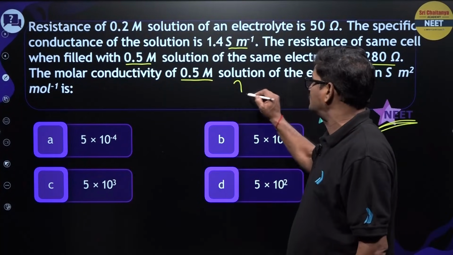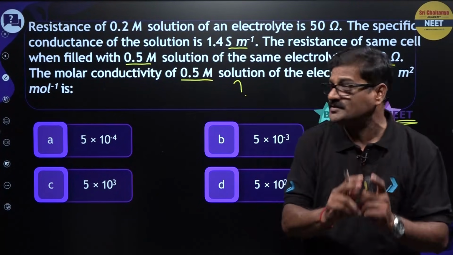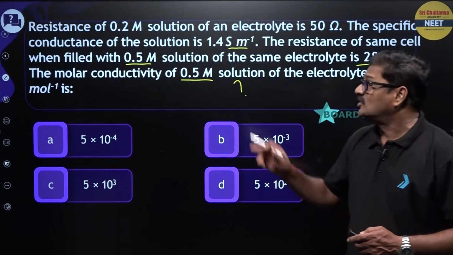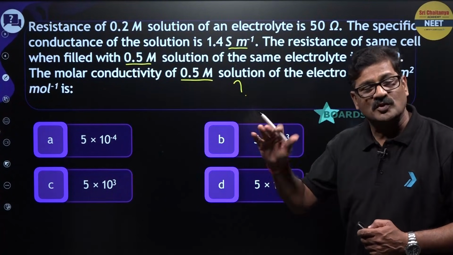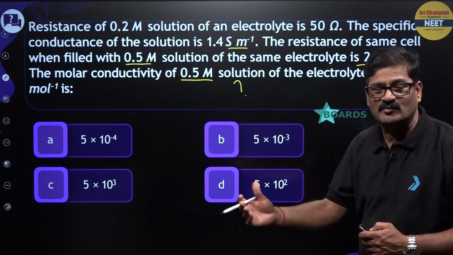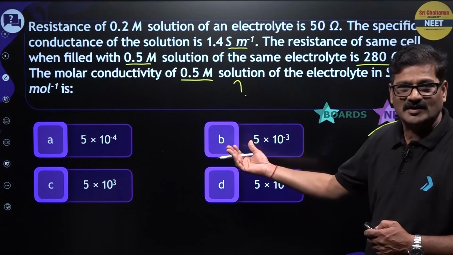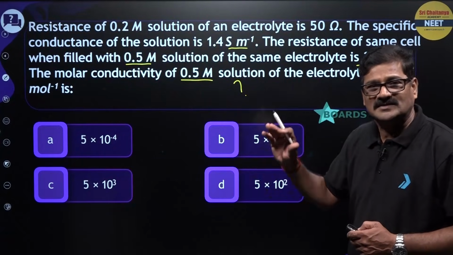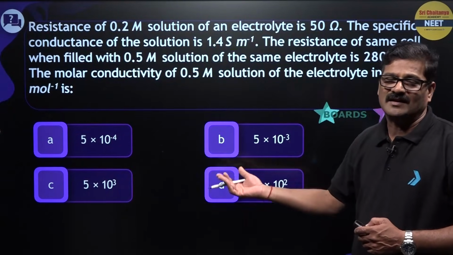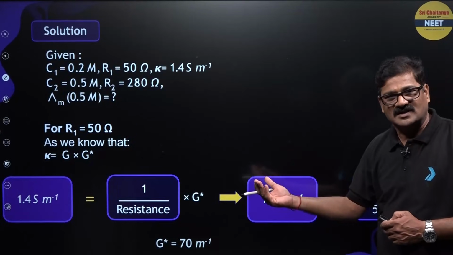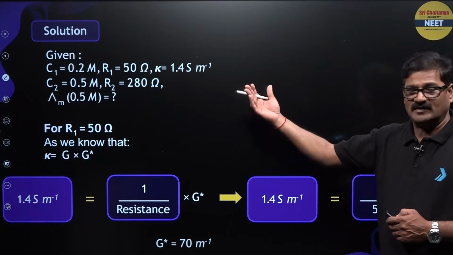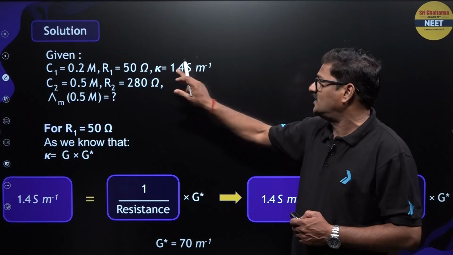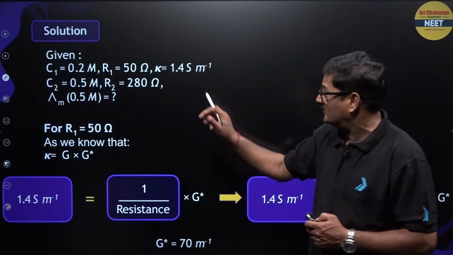You have two solutions, one 0.5 molar and one 0.2 molar. The values for the 0.2 molar are given, and you have to find for the 0.5 molar. Definitely you can do it: based on that, find the cell constant, and based on the cell constant you can calculate the specific conductance and then the molar conductance. Here it is given C1 is 0.2, R1 is 50 and K is equal to 1.4, right?